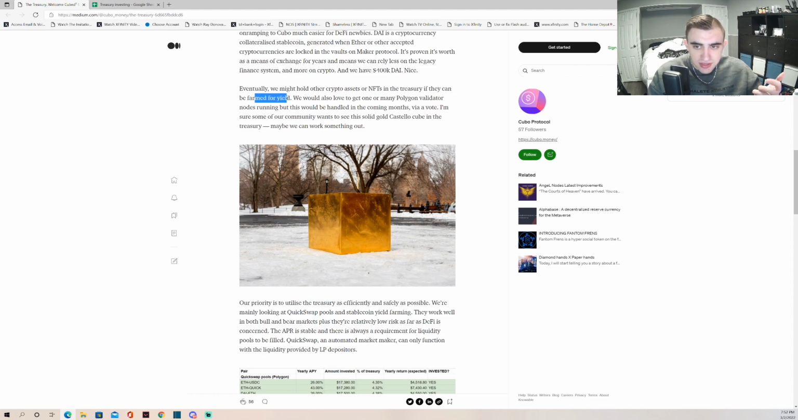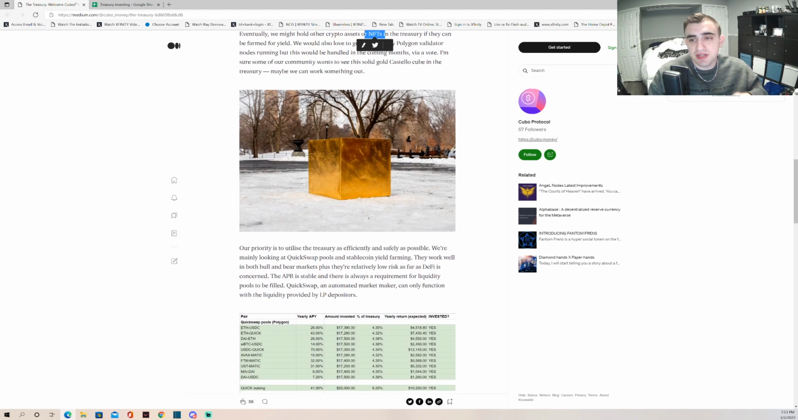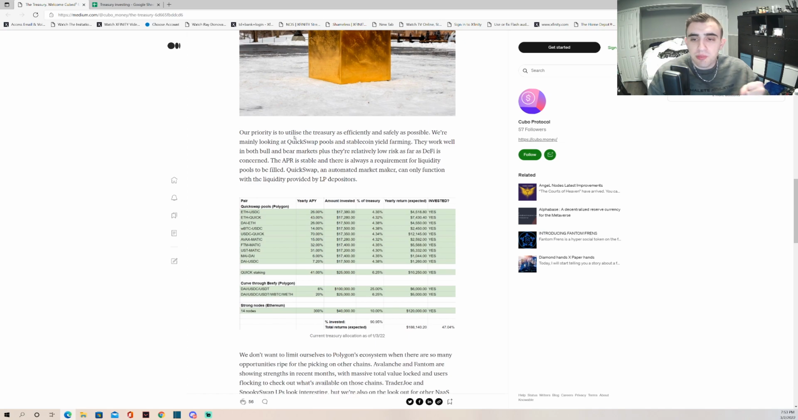We expected the yield and maybe some NFTs that can be farmed for yield, right? So I think that's all fine and dandy and great to see. Our priority is to utilize the treasury as efficiently and safely as possible. So like I said, all of these seem pretty safe for the most part.